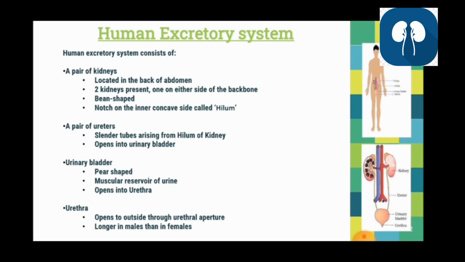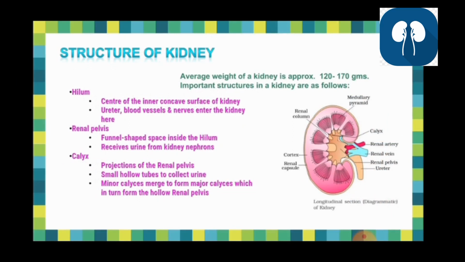Now let us talk about the structure of the kidney in a little more detail. Children, as I mentioned just now, the average weight of a kidney is approximately 120 to 170 grams. The very first important structure of the kidney is the hilum. The center of the inner concave surface of the kidney is known as the hilum, and ureters, blood vessels and nerves enter the kidney from here, right? So all these things enter the kidney from the hilum.